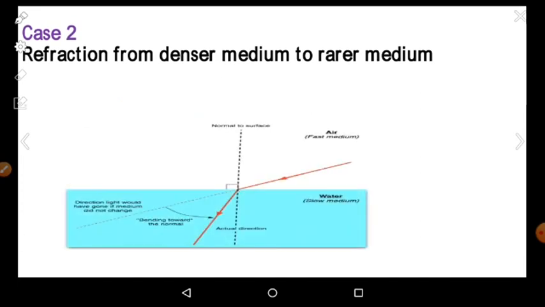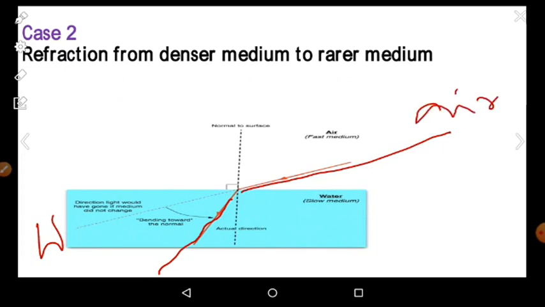Here we have the diagram. In this diagram, light is propagating from higher density, say water, into the rarer medium, lower density material, say air. Where it crosses the boundary between the two materials, we can draw a normal, a perpendicular line. So we can clearly observe that light is bending away from the normal here.